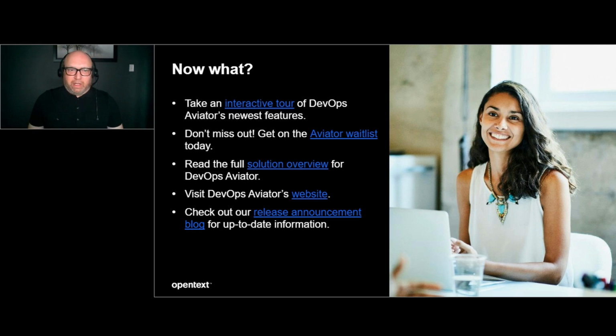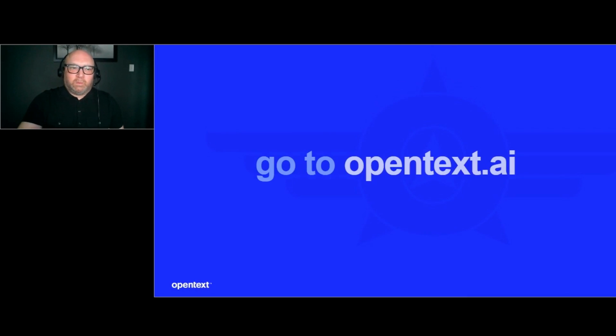All you have to do is search for those, and you'll be able to find them as well. And a quick and easy way to find all the stuff is simply to go to opentext.ai, look for DevOps Aviator, and just click on that page and you'll find everything you need from there.